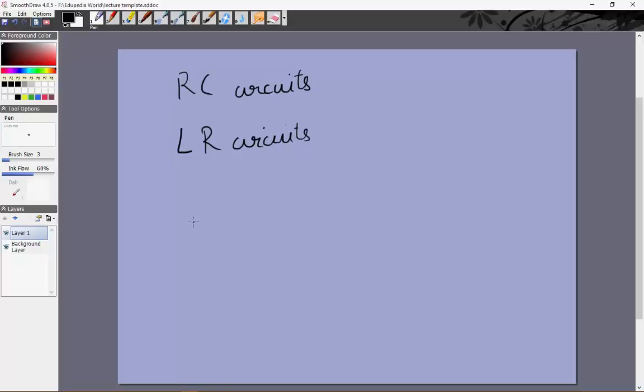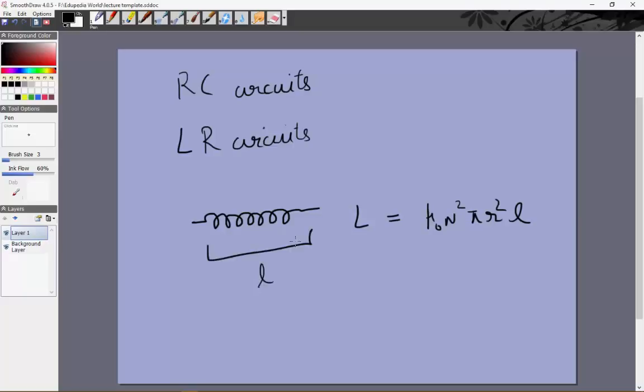Just a little bit of recap: if we have a solenoid, that also behaves like an inductor, and the value of the inductance, the self-inductance of the solenoid, is equal to mu naught n square pi r squared L. n is the number of turns per unit length, pi is obviously the universal constant, mu naught is the constant of permeability, r is the radius of the solenoid, L is the total length of the solenoid. We see that the self-inductance depends only on the geometrical factors of the solenoid.